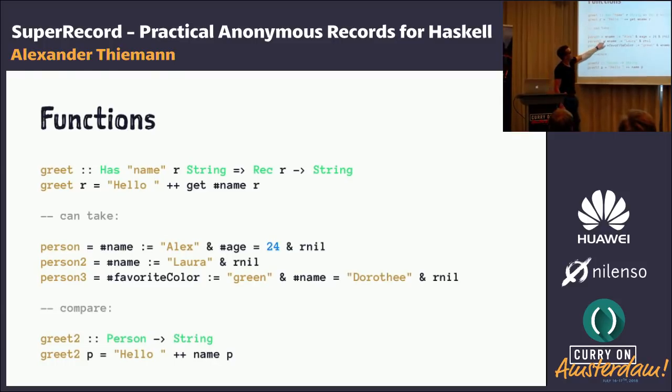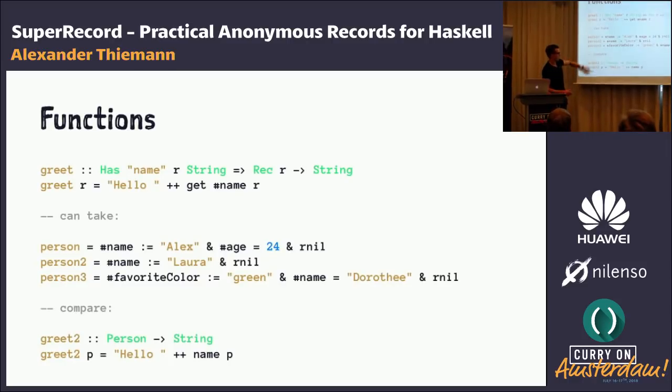So person 1 only has a name and an age, that will work. Person 2 has only a name and nothing else, that will work too, right? Because this constraint, name and string, is fulfilled. Person 3 has some extra thing here, favorite color, and also name, and that will work too, right? So there's no need to do any data transformation anymore.